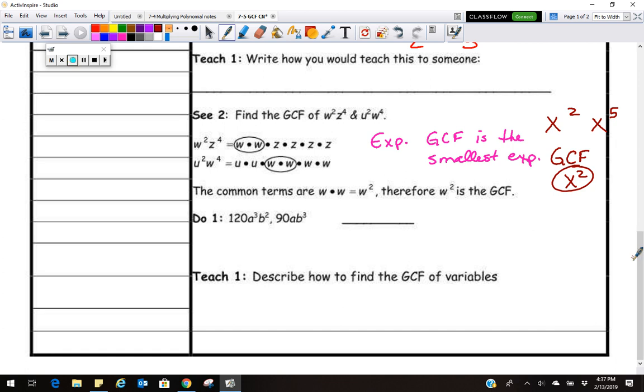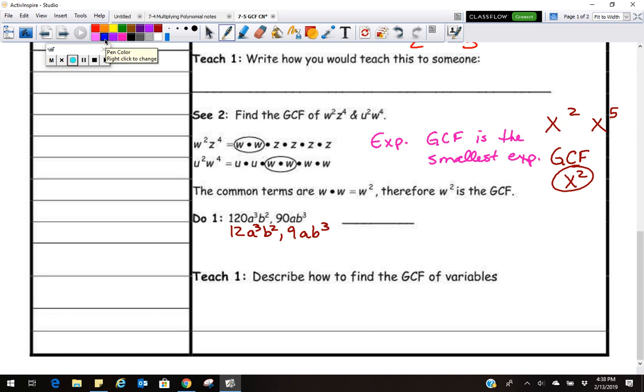Do one. 120 a to the third b squared and 90 a b to the third. We're going to shorten this a little bit. How about we make this, instead of 120 and 90, let's make it 12 a to the third b squared and 9 a b to the third. Sorry about that. Just to make it a little shorter.